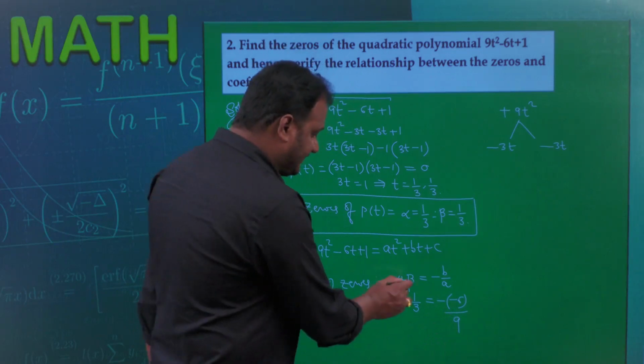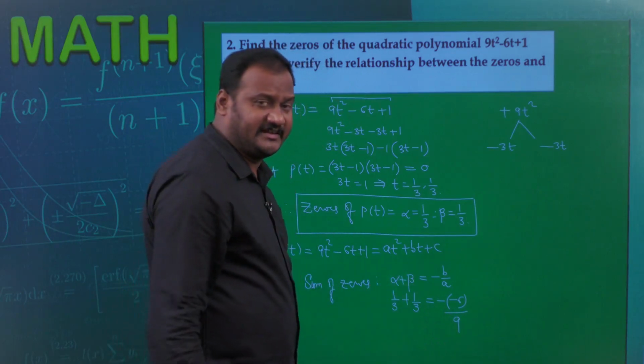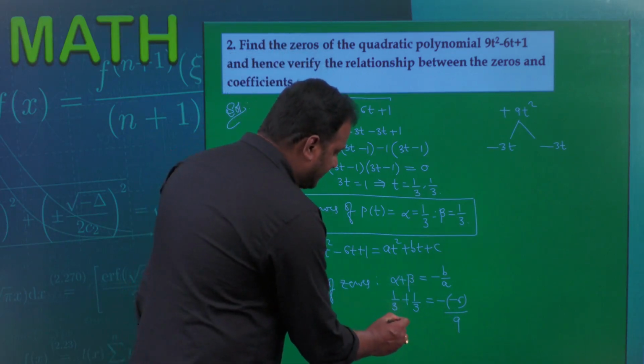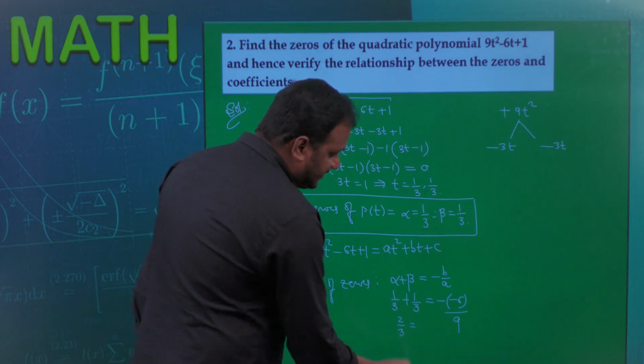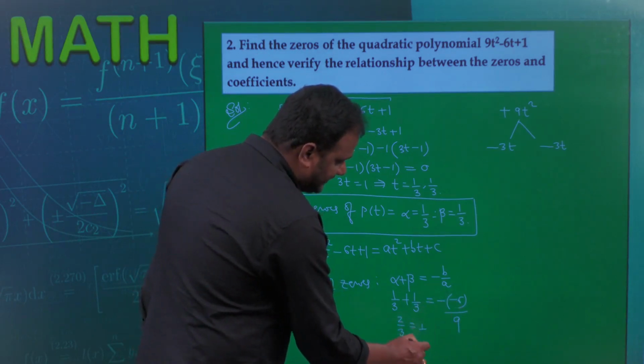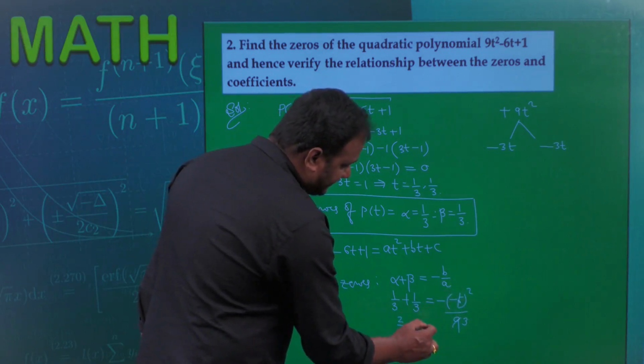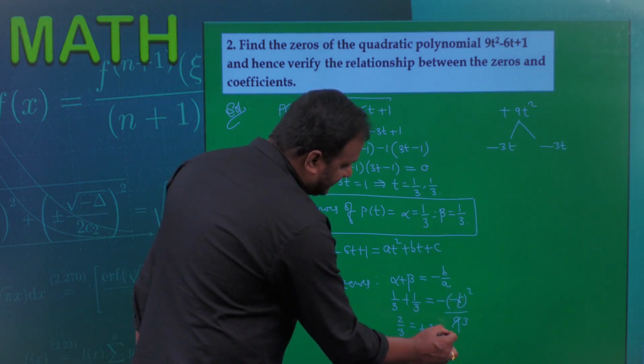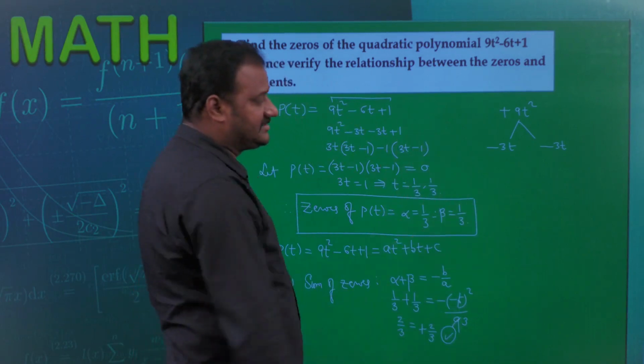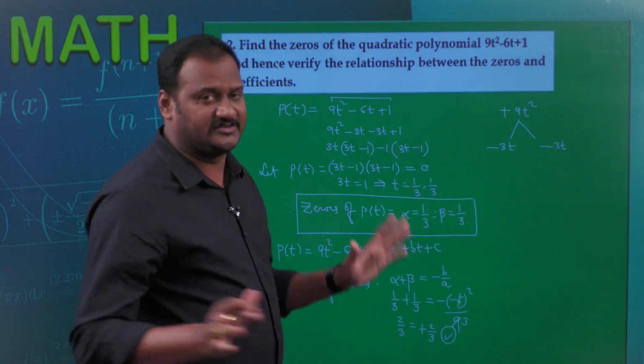Correct? 1 by 3 plus 1 by 3. How many 1 by 3s are there? There are two 1 by 3s. 1 by 3 plus 1 by 3 is 2 by 3, which is equal to minus of minus 6 by 9, that is plus 6 by 9. 6 and 9 can be cancelled by 3. 3 twos are 6 and 3 threes are 9, which is equal to 2 by 3. So 2 by 3 equal to 2 by 3. So it means sum of zeros is verified.